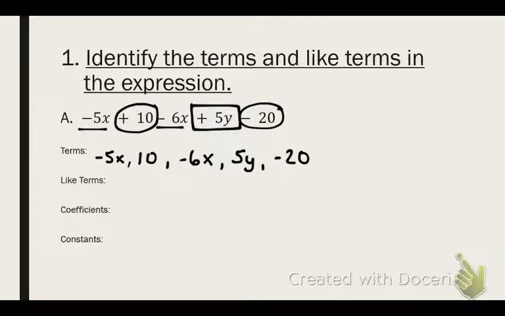We're going to now move on to our like terms. Remember, those are the terms that are in the same family. Einar, what are the first like terms that you see? Not 5x and 6x. Negative 5x and negative 6x. Very good. They are both in the x family, and we keep that negative with it. Isaac, any others? 10 and negative 20. Very good. 10 and negative 20.